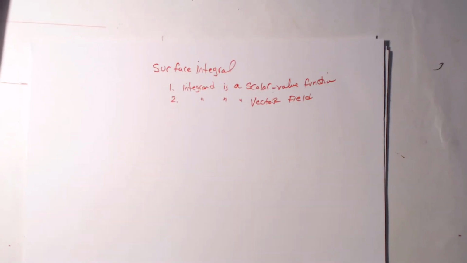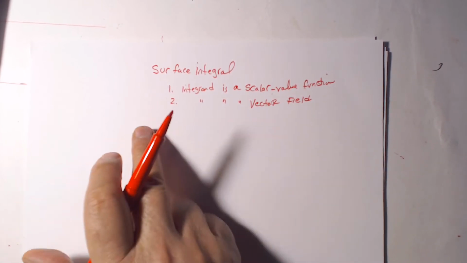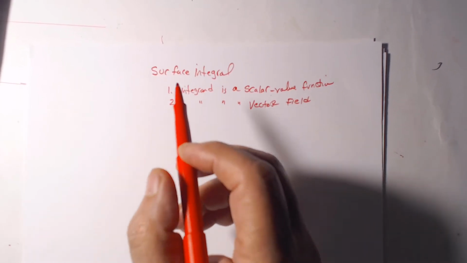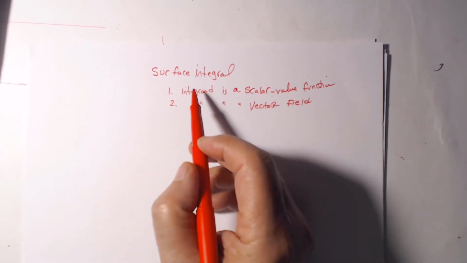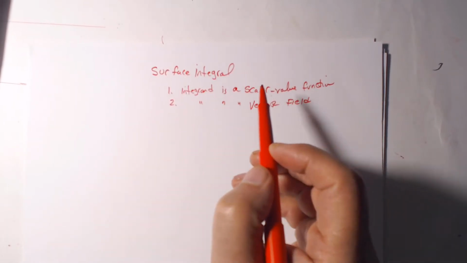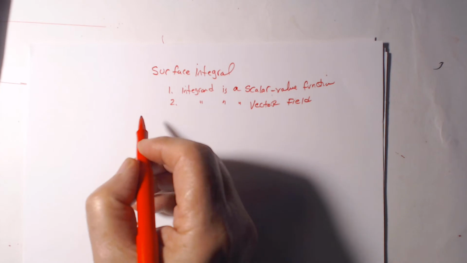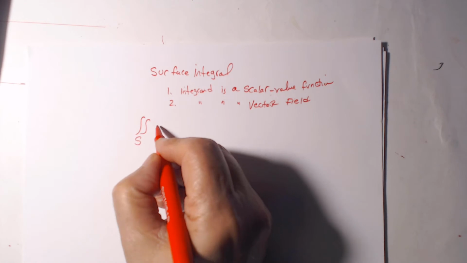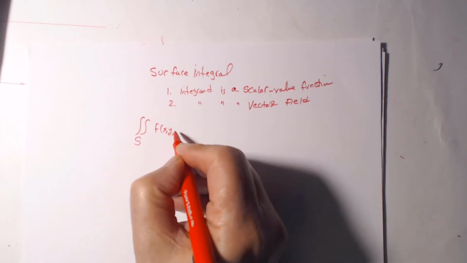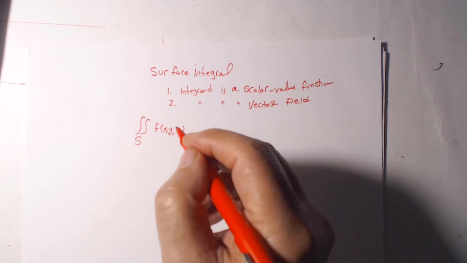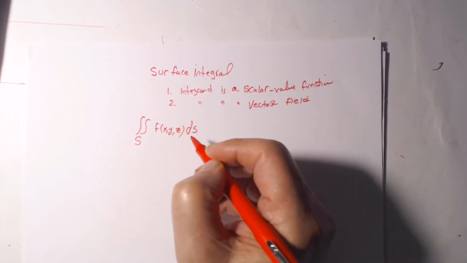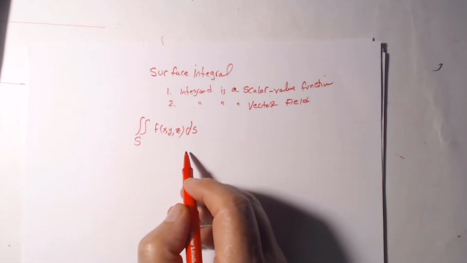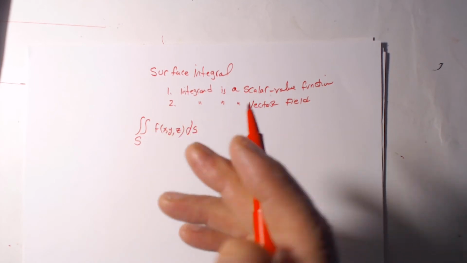This video is the continuation of the video regarding surface integrals. In the previous video, we evaluated a surface integral where the integrand was a scalar value function, such as if you had a surface and a function f of x, y, z, and you tried to evaluate over that surface, that function has to be a continuous function on a smooth surface.